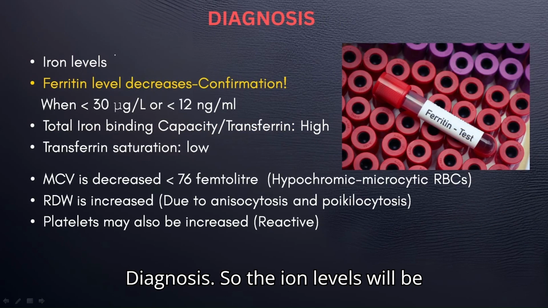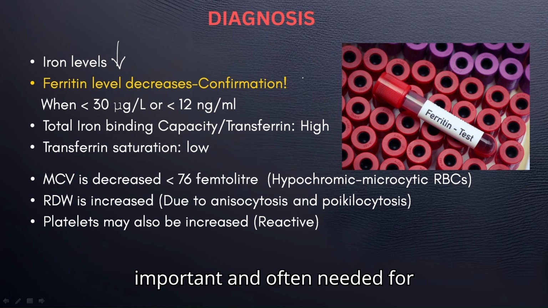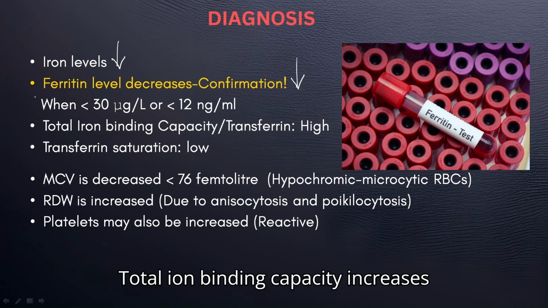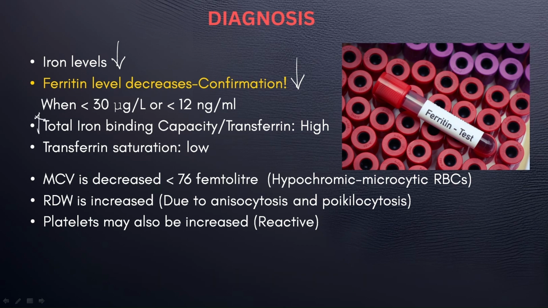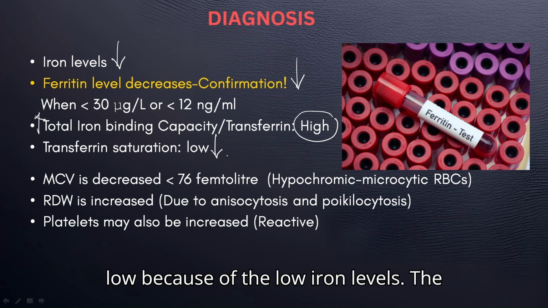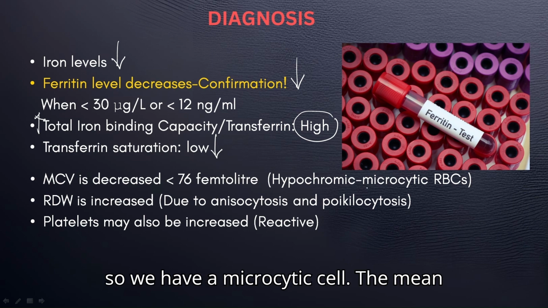Diagnosis. So the iron levels will be decreased. Ferritin levels are very important and often needed for confirmation. It would also be decreased. Total iron binding capacity increases, and transferrin also increases. Transferrin saturation is low because of the low iron levels. The mean corpuscular volume is decreased, and so we have a microcytic cell.